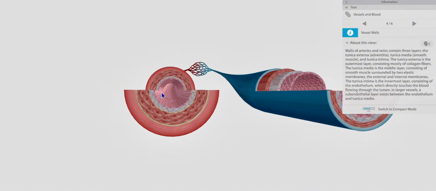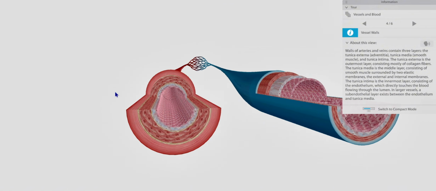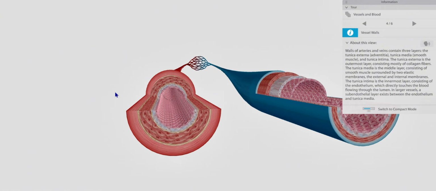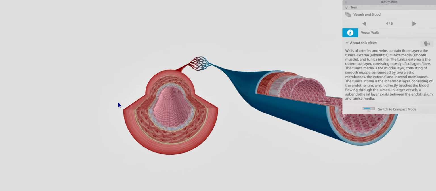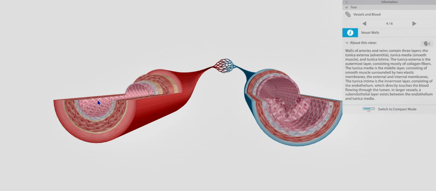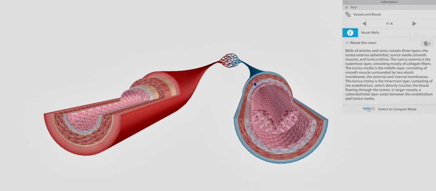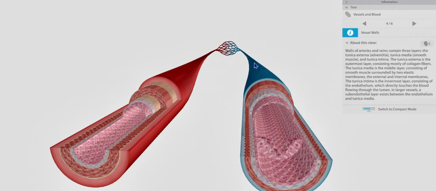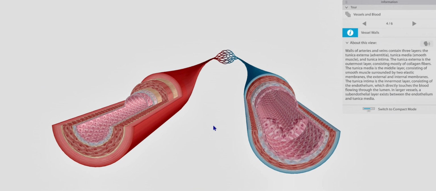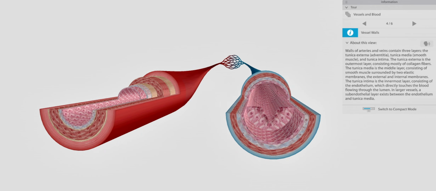The inside here is that layer where we tend to get some issues with things that are sticking to it, or this is where fat can accumulate. Take a look over here at a vein. You'll notice that the muscular layer of smooth muscle is a lot smaller. It's a lot less in diameter. And it goes to show the venous side is not under pressure like the arterial side is.